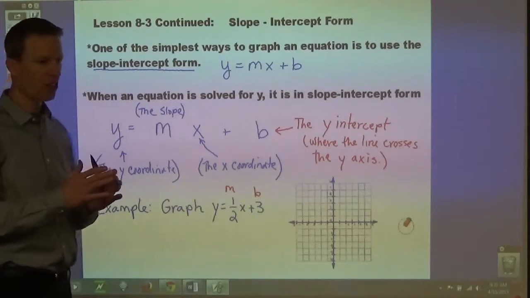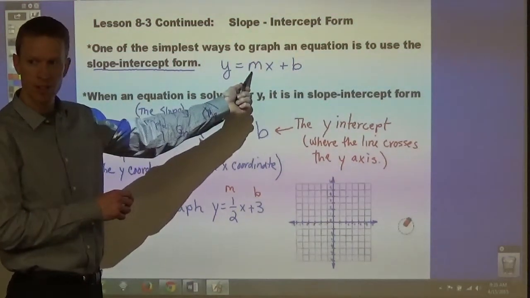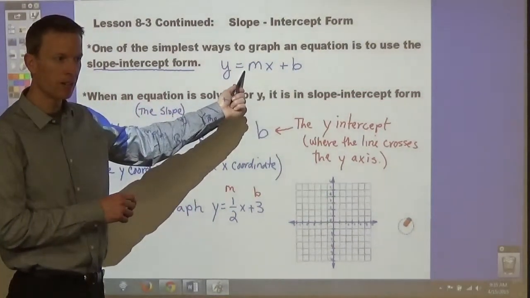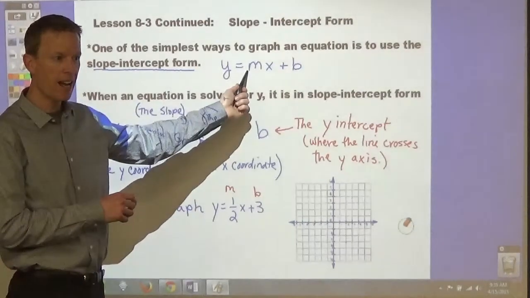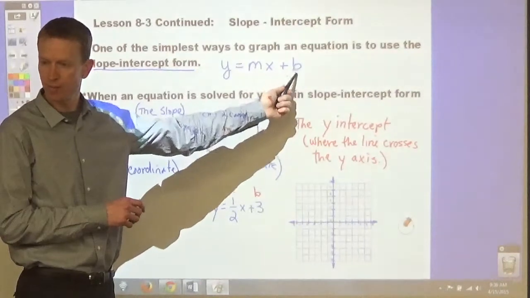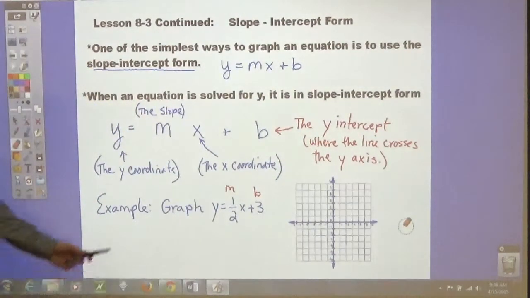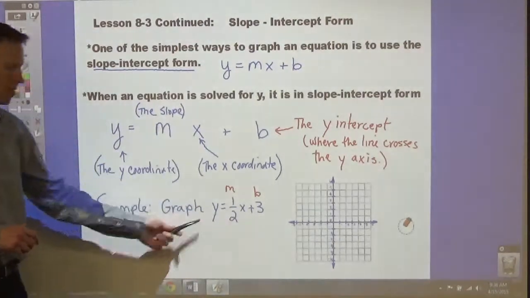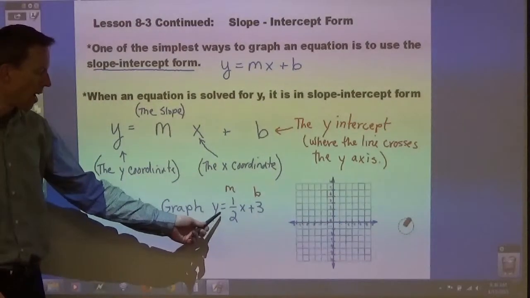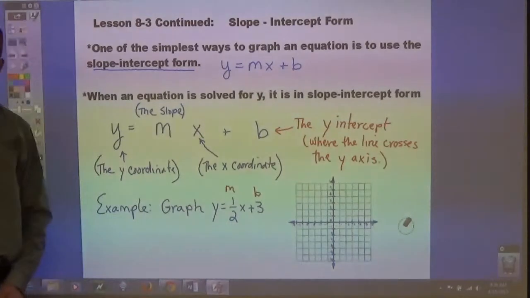So one of the things that you're going to do with this equation is just look for this number and this number. Look for the m, eyes up here. Look for the m and look for the b in the equation. Okay? Look at this example. What if they gave you this equation and said graph y equals 1/2 x plus 3?